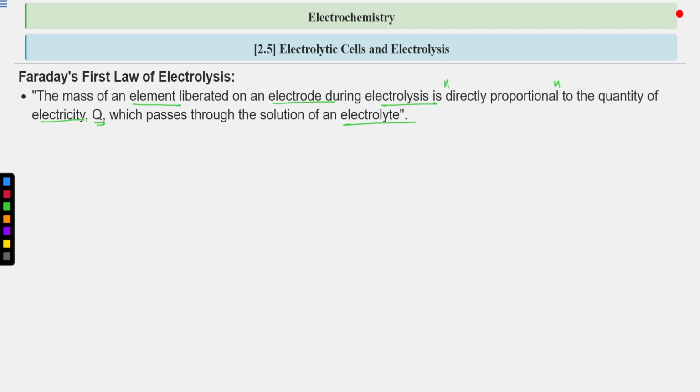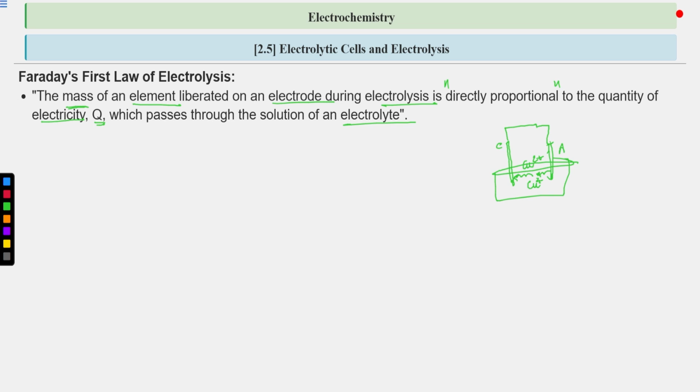So what he says in his first law is that the mass of an element which is liberated on an electrode. Basically we have this structure where the two electrodes are present, and we have a solution in which they are dipping, and the copper ion Cu2+ is being released from the anode, and at the cathode the copper ion is depositing on the cathode, and they are connected through the wire through which the current is flowing.